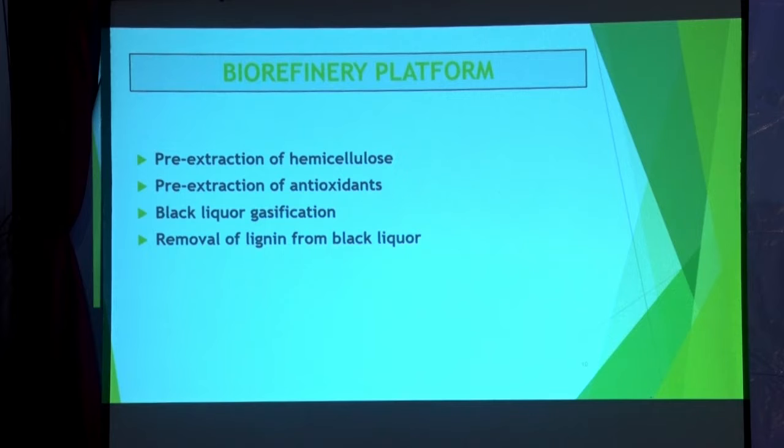First one is the pre-extraction of hemicelluloses. The second one is the pre-extraction of antioxidants. The third one is black liquor gasification. And the fourth one is the removal of lignin from black liquor. Now currently we'll be talking about the pre-extraction of hemicelluloses prior to pulping.